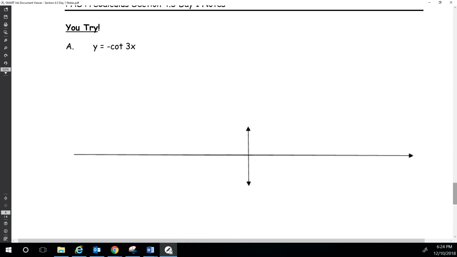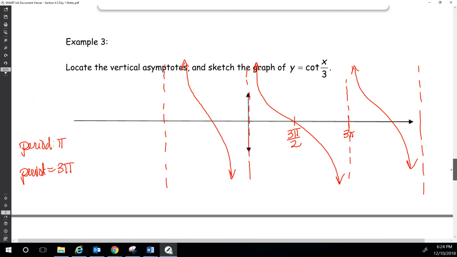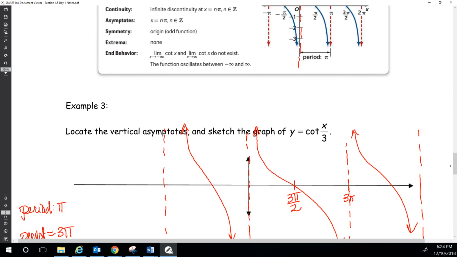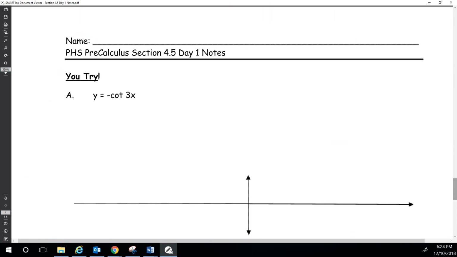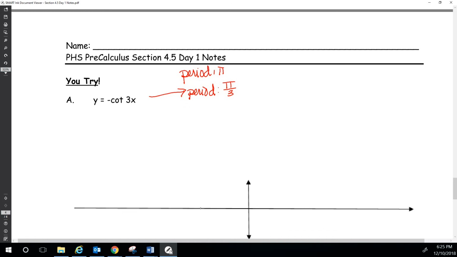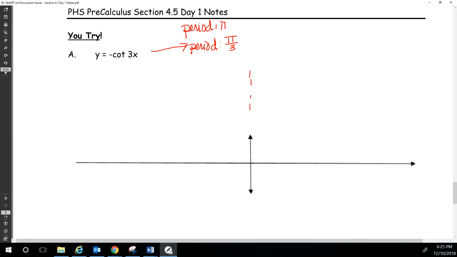You try. Notice this is the same graph as the one that we just did up here. Oh, just kidding. This one we divided by 3. This one says multiply by 3. For both of those, we do the opposite. So for regular cotangent, our period is pi. But for this one, our period is going to be not pi times 3, but the opposite, pi divided by 3. So when we go to graph it, we've got a vertical asymptote at 0.